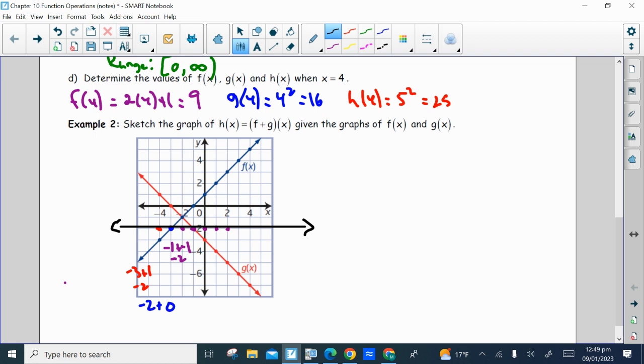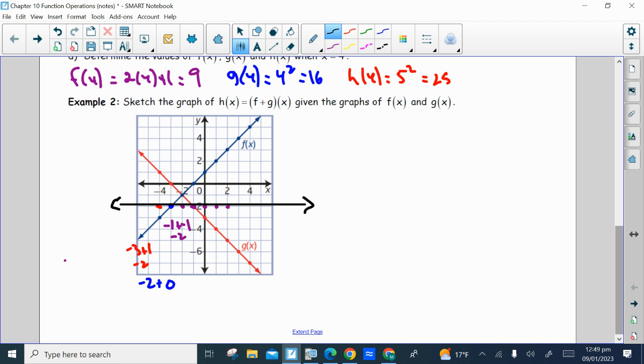So if you have the two graphs and you want to find what the graph looks like for f plus g at x, just add y values together and you'll have the new y values for the new graph. In this case, we weren't given the original equations, so we're not asked to find the new equation. We could figure out what those equations are, but we're not asked to. We're just asked to sketch.